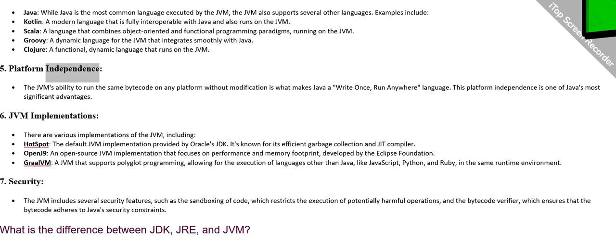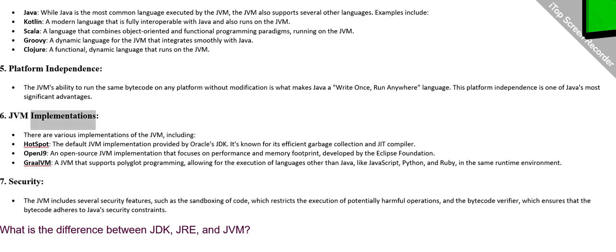5. Platform independence. The JVM's ability to run the same bytecode on any platform without modification is what makes Java a write once, run anywhere language. This platform independence is one of Java's most significant advantages.